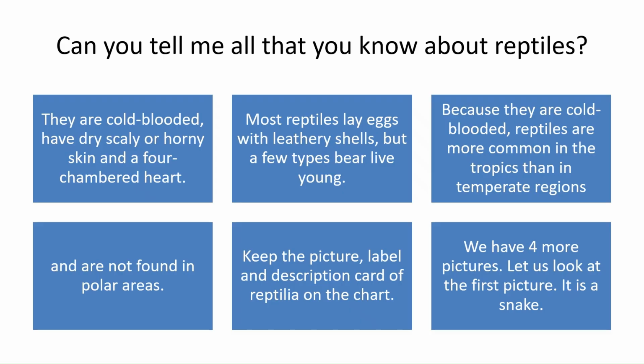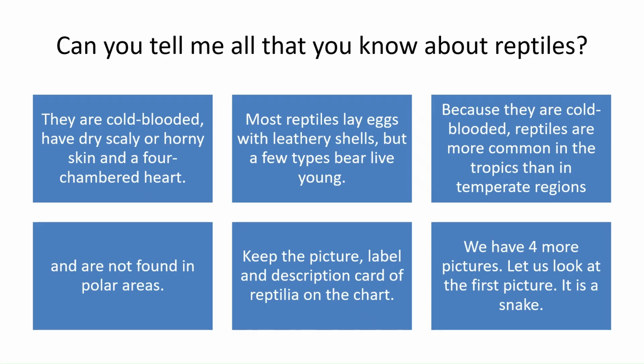They are cold-blooded, have dry, scaly or horny skin, and a 4-chambered heart. Most reptiles lay eggs with leathery shells, but a few types bear live young. Because they are cold-blooded, reptiles are more common in the tropics than in temperate regions and are not found in polar areas. Keep the picture, label and description card of reptilia on the chart.